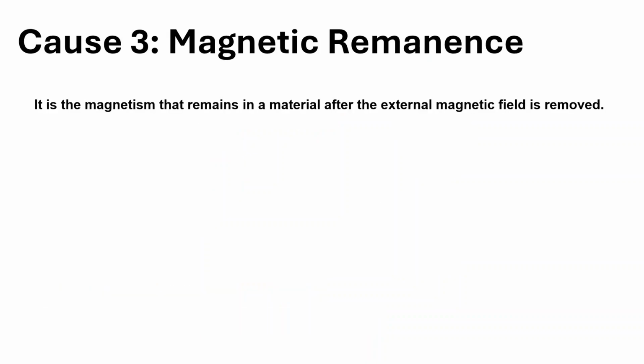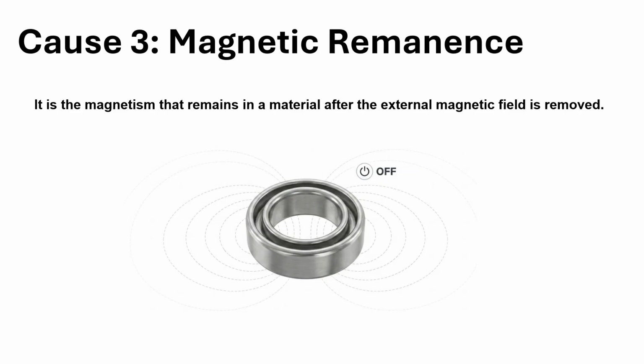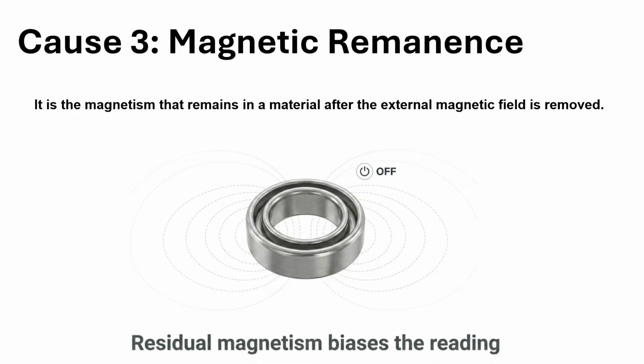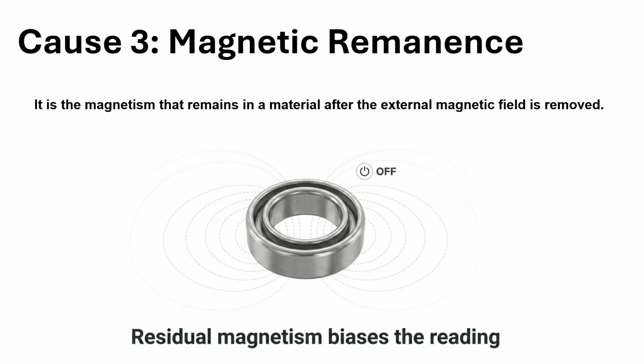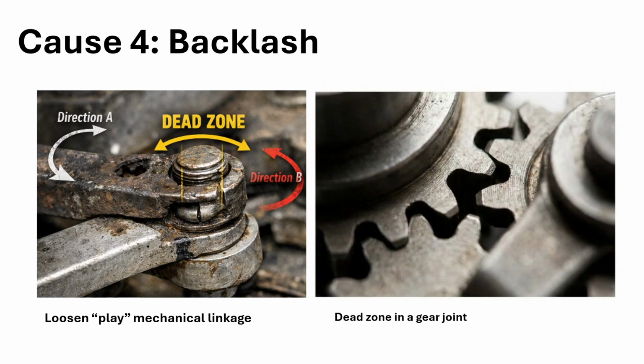There is also something called magnetic remanence, relevant in instruments that rely on magnetic materials. Some magnetism lingers after the field is removed, which biases the reading. And finally, mechanical backlash. That's the play you feel in a gear, joint, or mechanical linkage. When direction changes, there is a small dead zone before the mechanism actually engages. That creates a lag, and that lag is hysteresis.